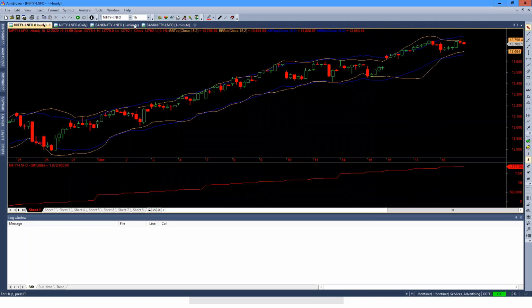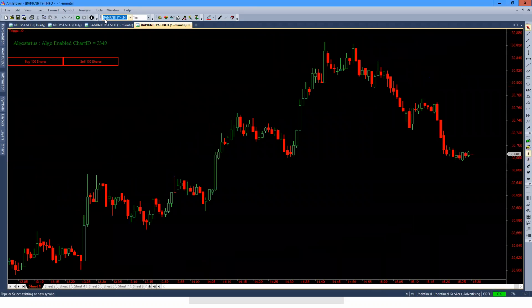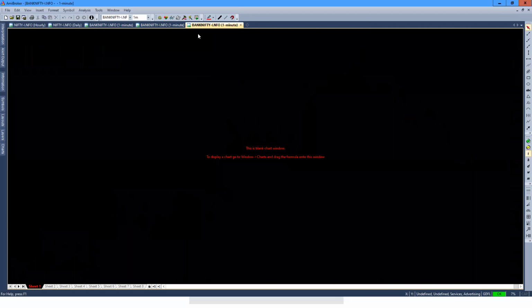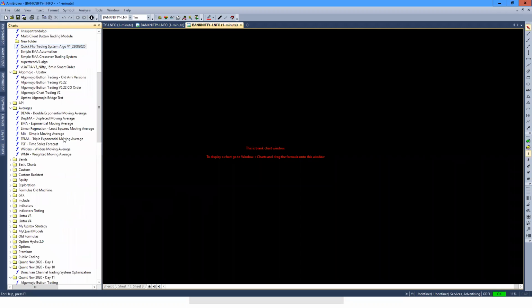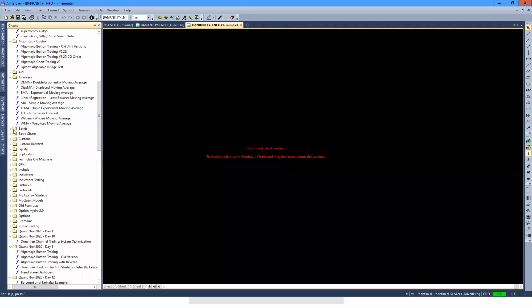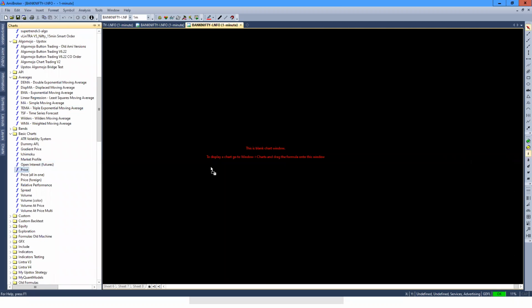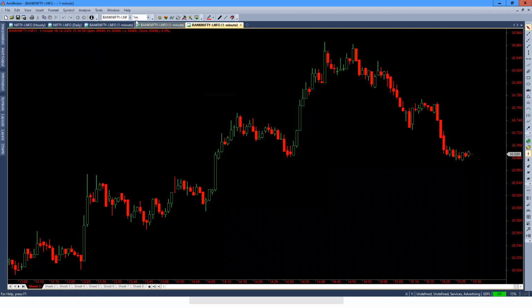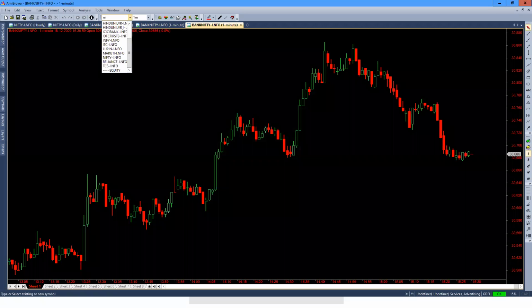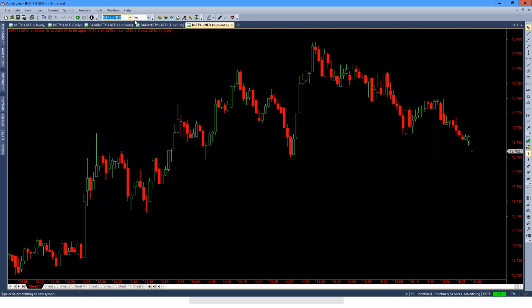So first of all, let me go back to the charts over here. Let me bring a simple price chart. Okay, so here is a simple price chart of Nifty. 5-minute time frame.